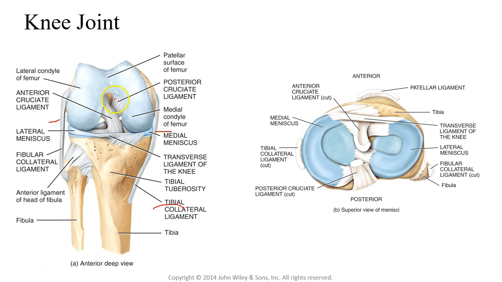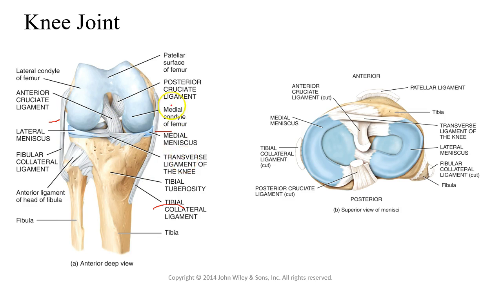Internally, between the femur and the tibia, we have the anterior cruciate ligament and posterior cruciate ligament, also known as the ACL and PCL. So key defining factors here, the ACL attaches anteriorly on the tibia. The posterior cruciate ligament attaches posteriorly on the tibia. So that is the way to tell the difference.